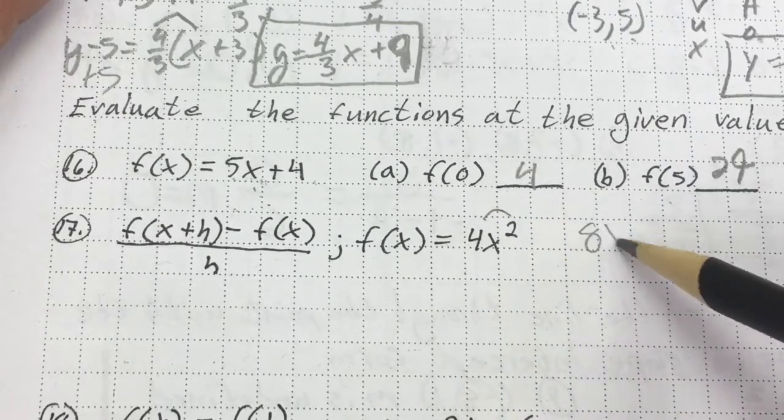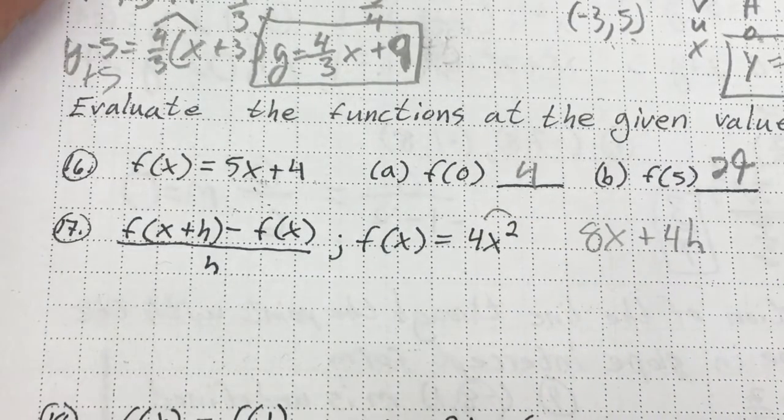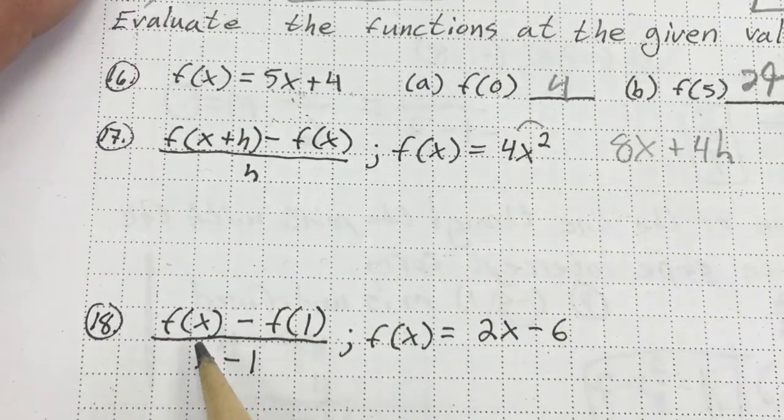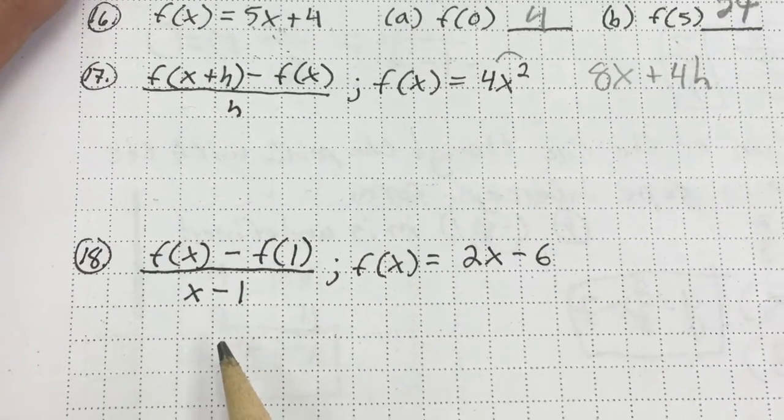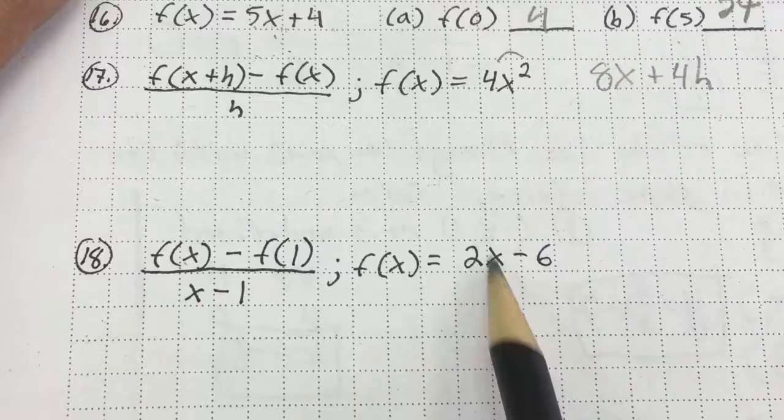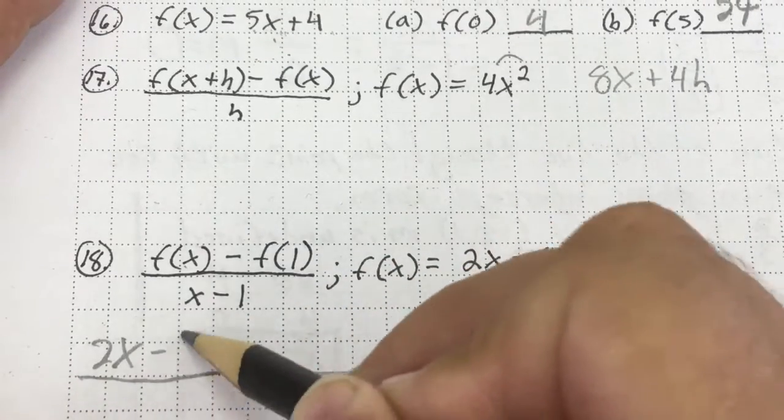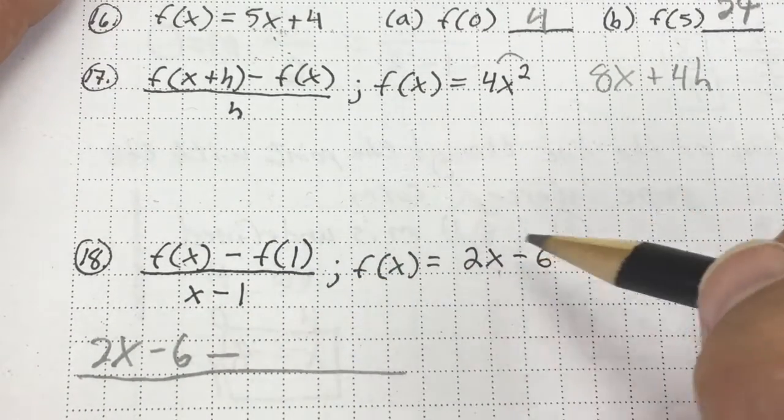This here, simple difference quotient, I can set up and do the long process, or I can cheat on it. It's going to be 8x plus 4h. For this one, they want me to do a different method of the difference quotient, so I'm actually going to do this one. That's f of x, which is 2x minus 6, minus f of 1. So that means I take that 1 and put it in there.